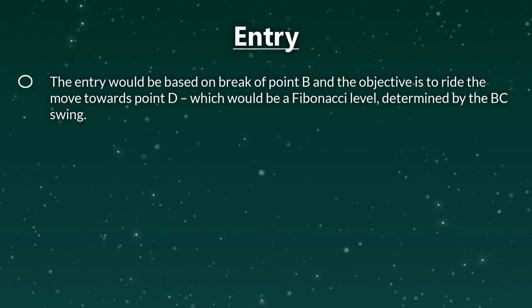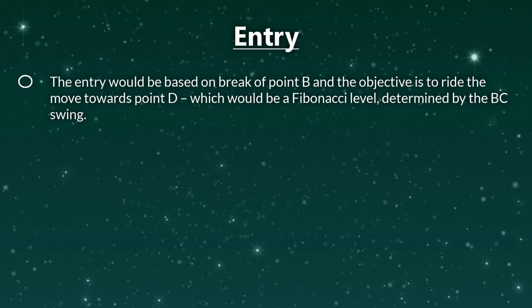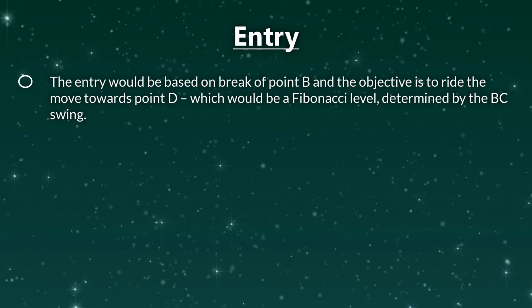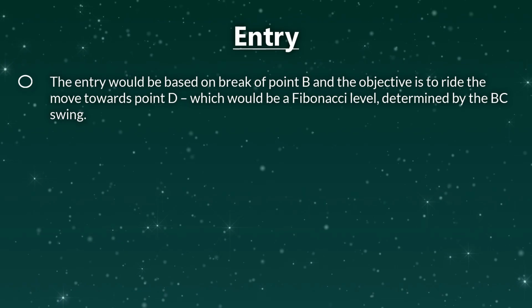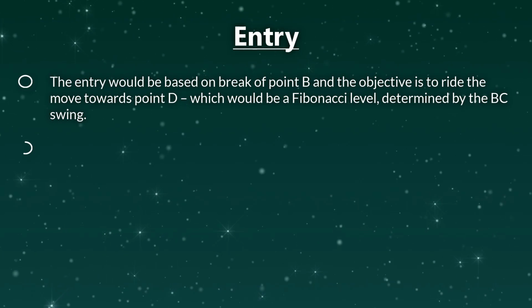Entry. The entry would be based on break of point B, and the objective is to ride the move towards point D, which would be a Fibonacci level, determined by the BC swing.